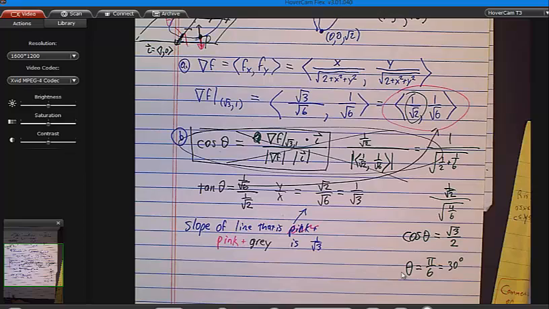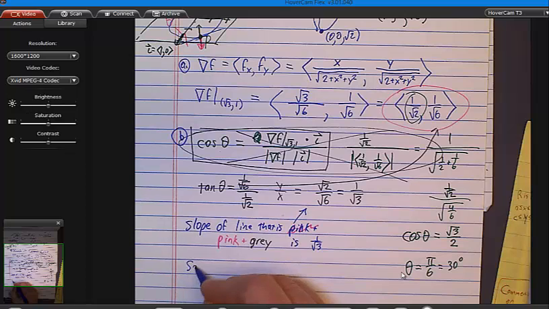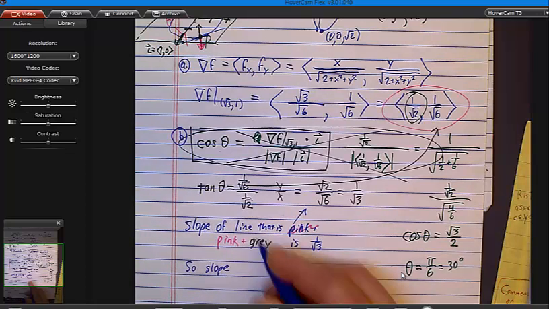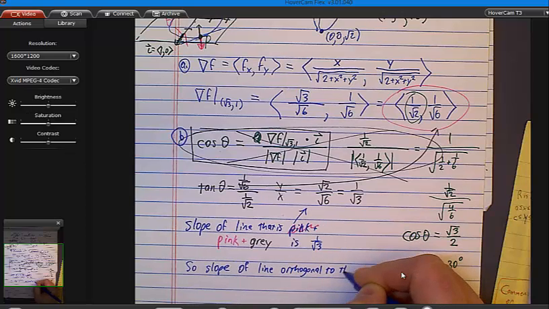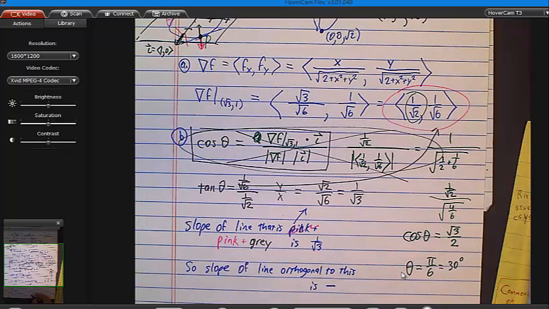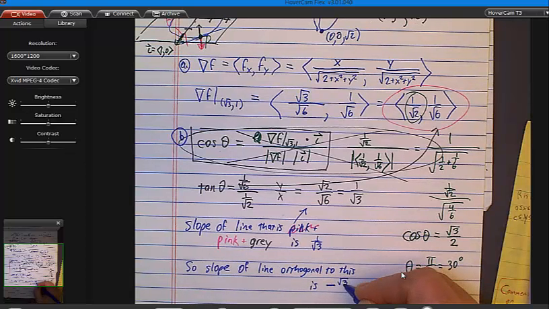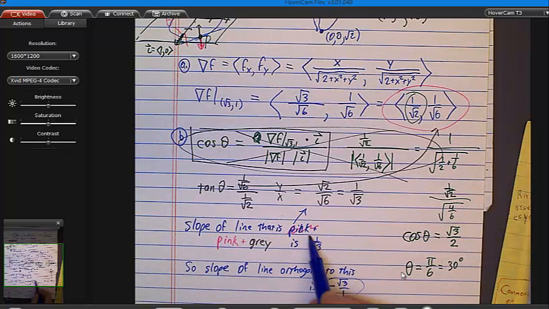Do you guys know how to find the slope of the line orthogonal to this one? What's the trick? It must be negative, right? Radical 3 over 1. It's the negative reciprocal. Basically, in the plane, perpendicular lines have slopes that always multiply to equal negative 1. So I guess this would be the other answer. Here are your two answers.